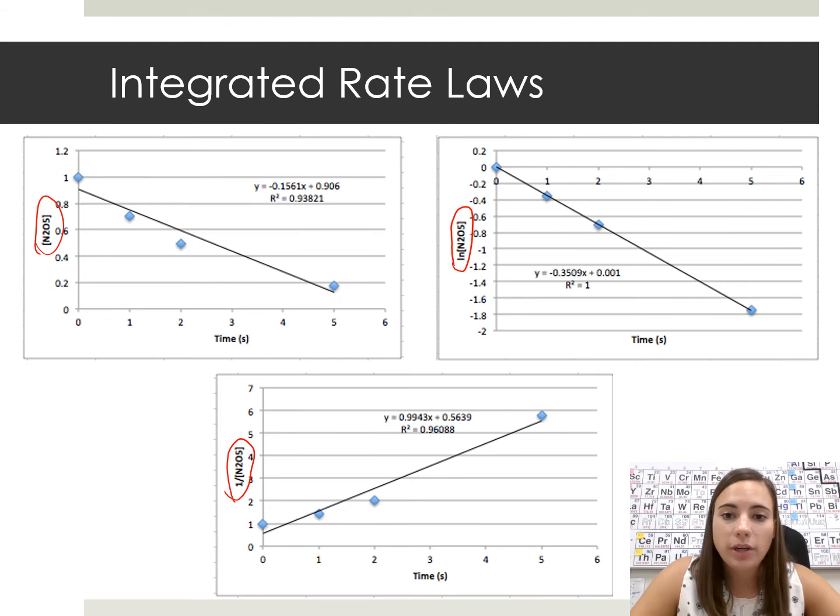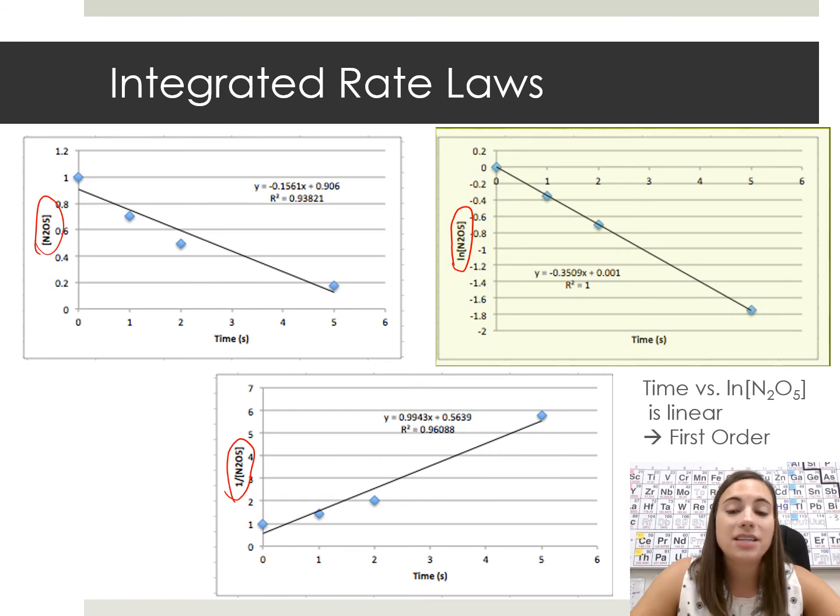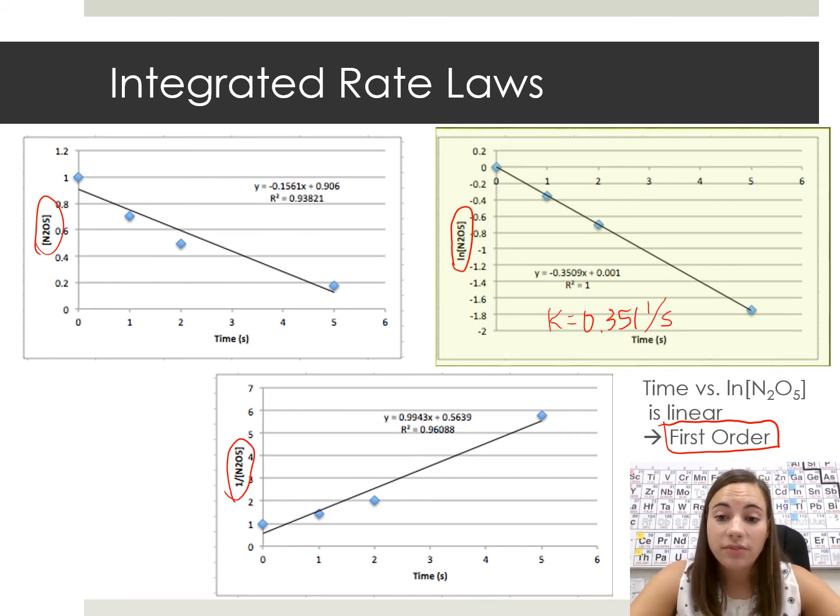I look at these three graphs and I can very easily see that the most linear is the natural log plot. So then that tells me that this is first order. Now, because I'm given my equation, I can just look at the equation and I know that K is equal to the slope, 0.351. It's first order, so 1 over, I think I was given seconds before. Okay, so that's all. If I was not given the equation of the line, I could find K with the slope by doing change in Y over change in X.